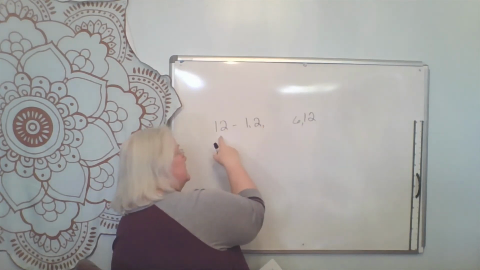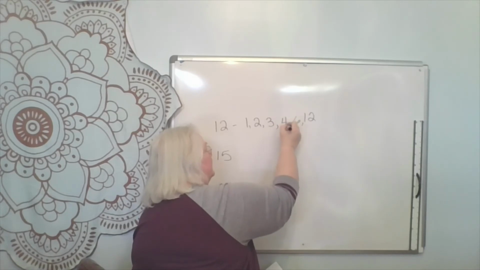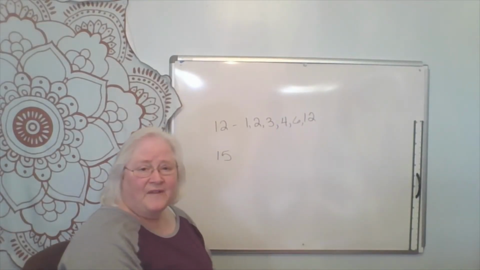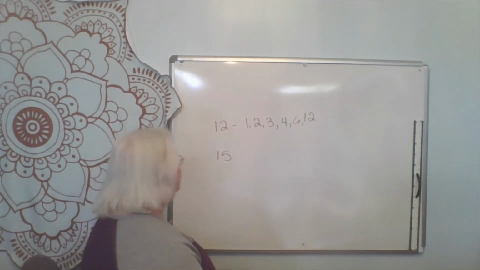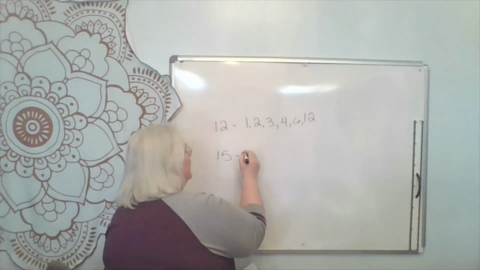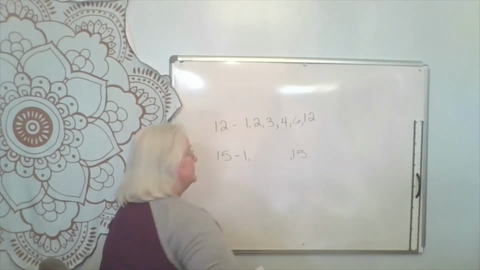Okay. So the next number would be 3. Does 3 go into 12? Yes. And 3 times 4. So those are the factors for 12. Now on 15, we know that 1 and 15 are factors.